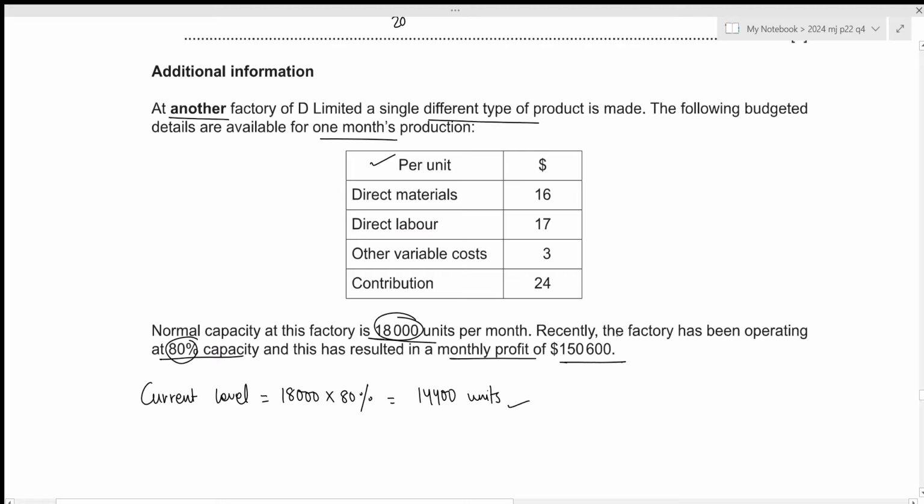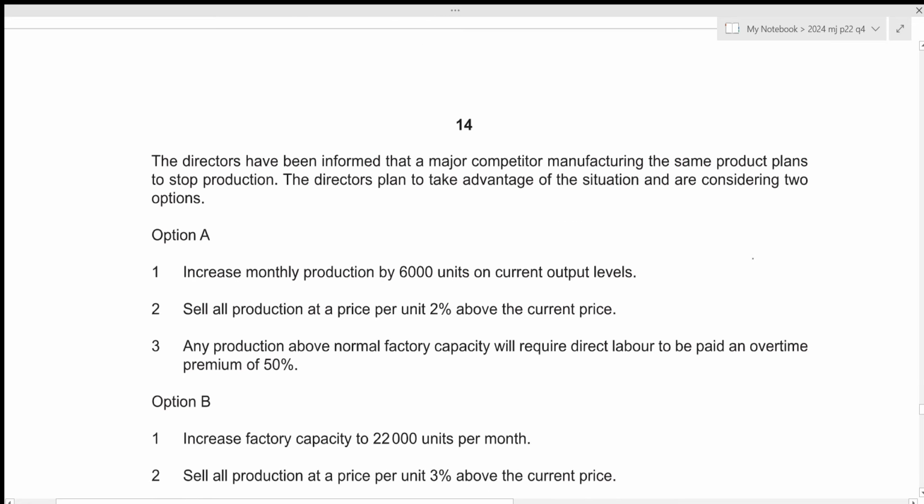So the first thing we can do with this information is, since we have the contribution and the list of our variable costs, we can calculate the value for the selling price, because we know contribution is equal to selling price minus the variable cost. So contribution is 24, we don't know the selling price. We have the variable cost of 16, 17, and 3. So the selling price in this case will be 24 plus 16 plus 17 plus 3, which results in the value of 60. So this is the selling price per unit.